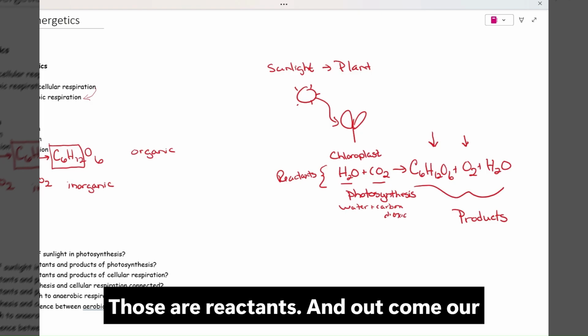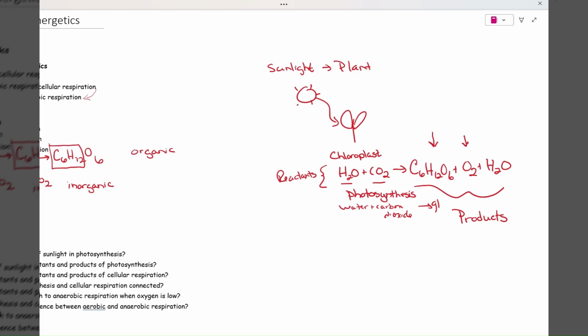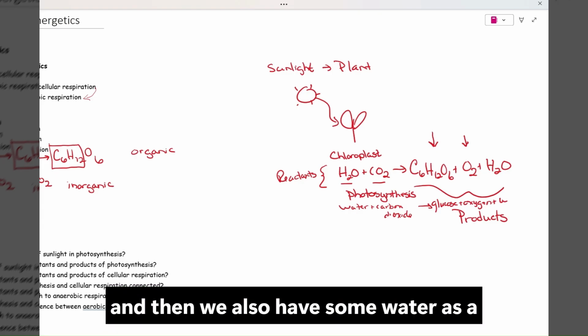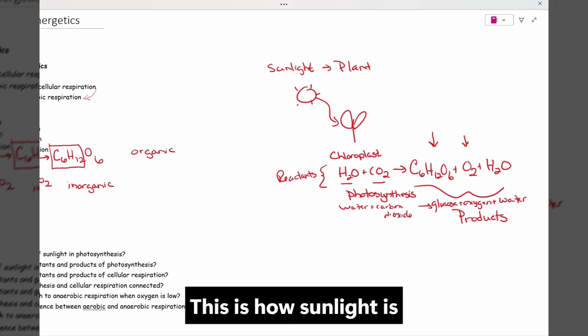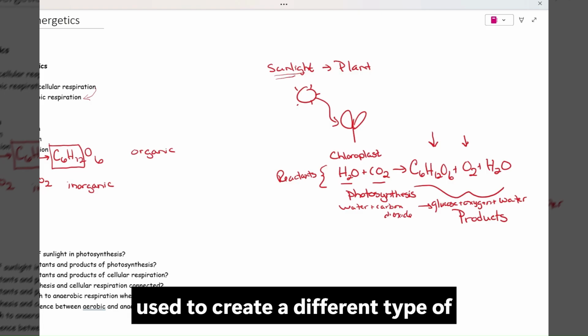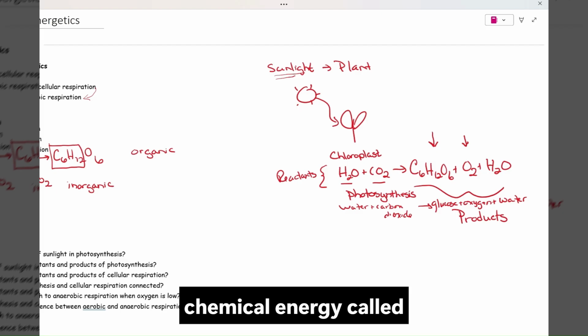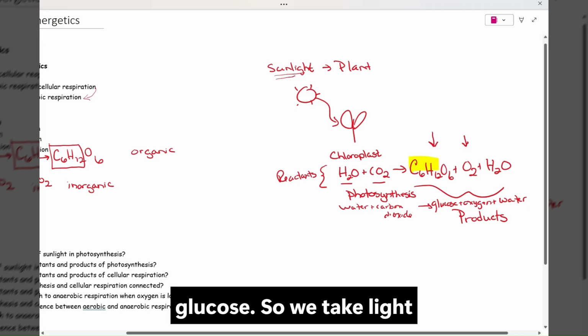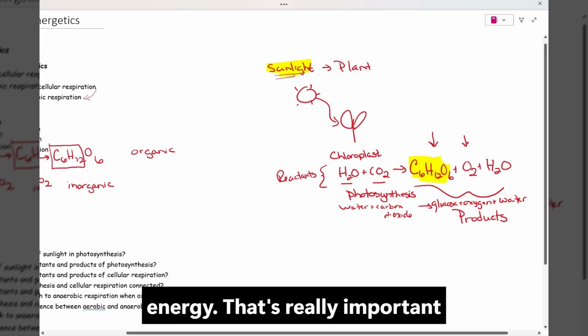Those are reactants, and out come our products, which are glucose, oxygen, and then we also have some water as a vapor that comes out as a gas. This is how sunlight is used to create a different type of energy. So we are changing it into a chemical energy called glucose. So we take light energy and change it into chemical energy.